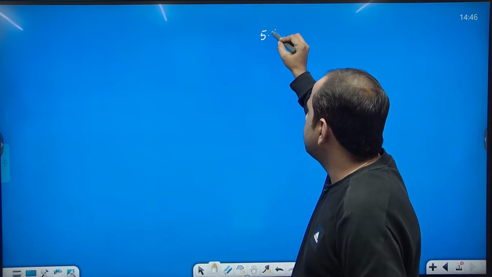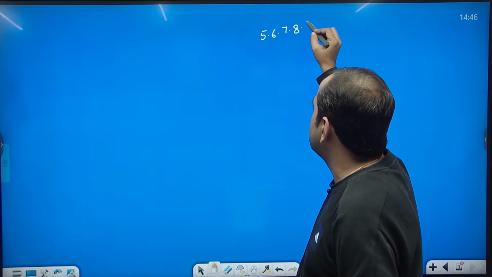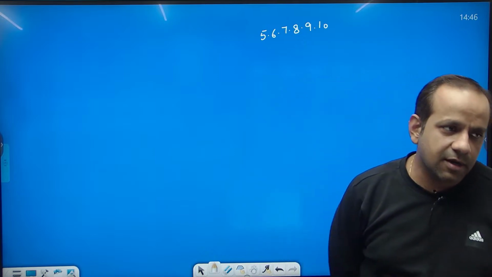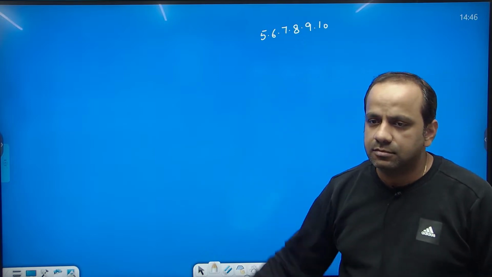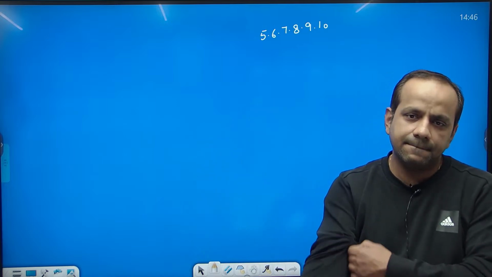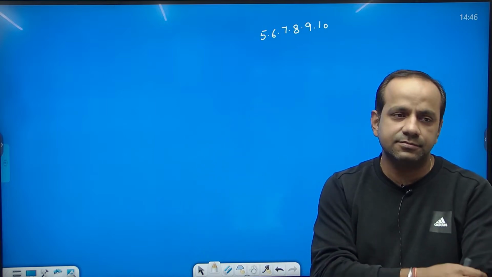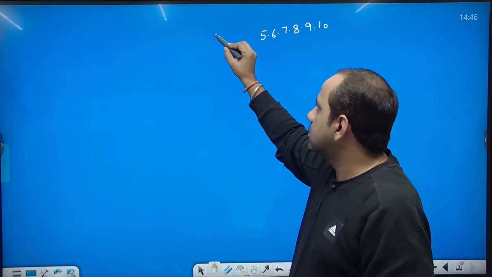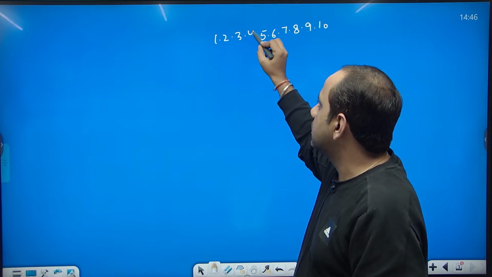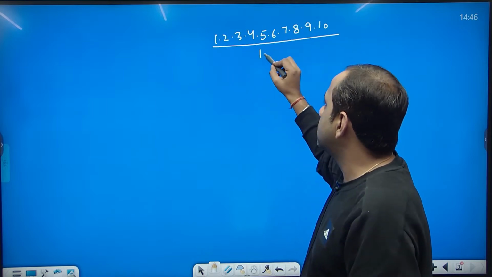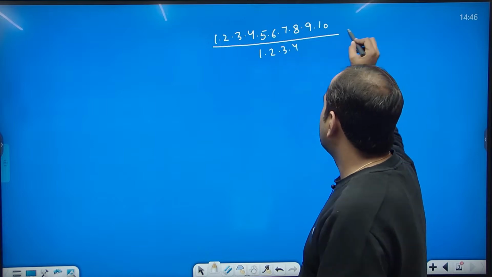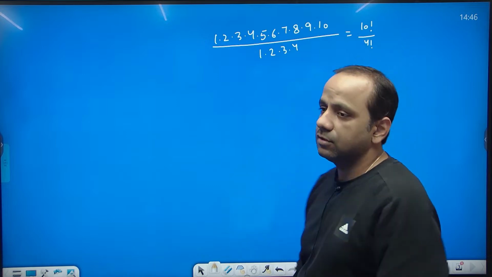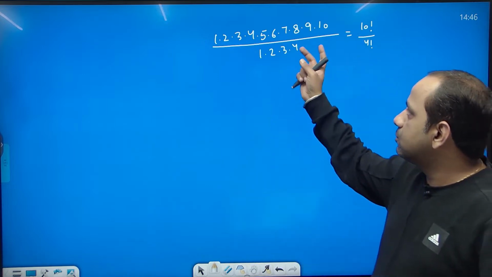let us try this question. If I say 5 into 6 into 7 into 8 into 9 into 10, and I want to convert this product into factorial. Can we convert this product into factorial? How can we do that? Tell me your answer. We can multiply and divide by the product, continued product of 1, 2, 3 and 4. If I multiply with 1, 2, 3, 4 and divide by 1, 2, 3, 4, what we will get? We'll get 10 factorial upon 4 factorial. So this is how we can convert this product into factorial.